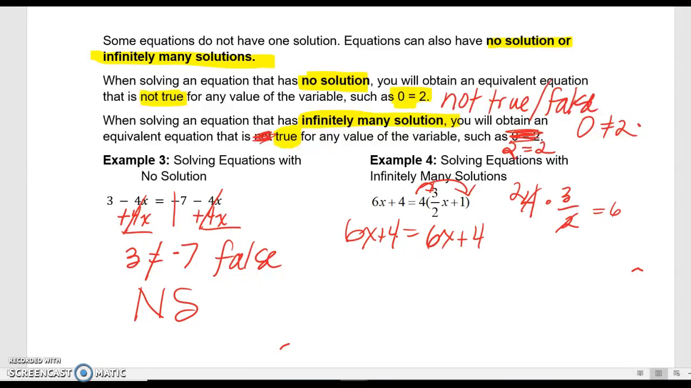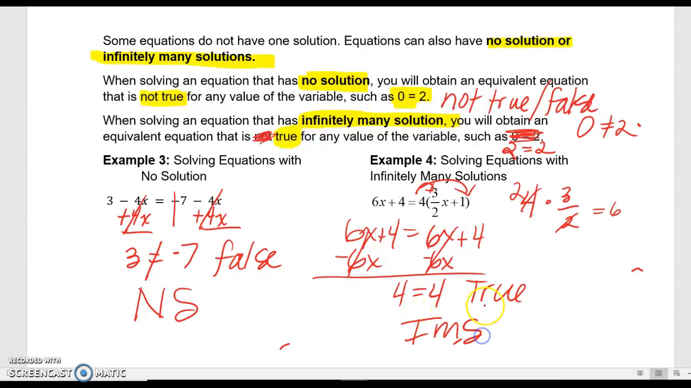So collecting my variables on one side, I'm going to subtract 6x from both sides, and that leaves me with 4 equals 4, which is a true statement. Therefore, this one is an infinitely many solutions. And up here you might have already noticed at this point that both sides of the equation were exactly the same. That is called an identity, when both sides are exactly the same. So as soon as you get to that point where you can see the two sides are the same, then you know it's an infinitely many solutions.